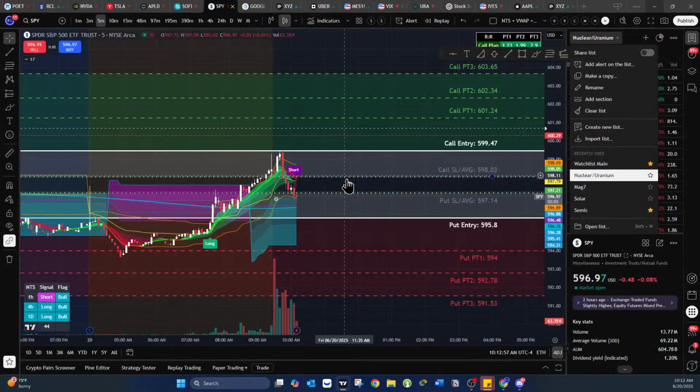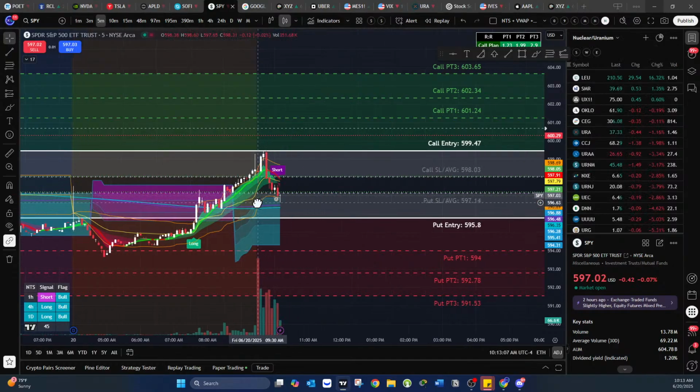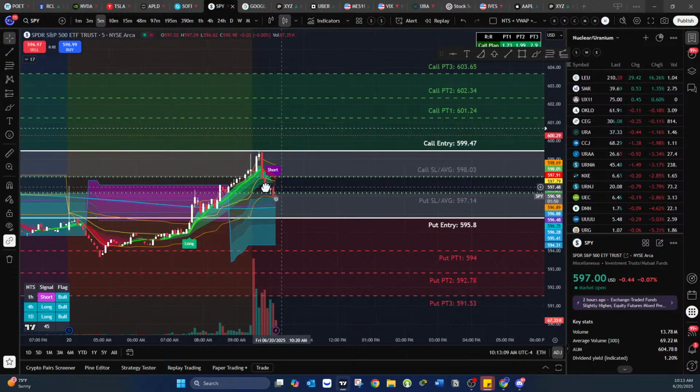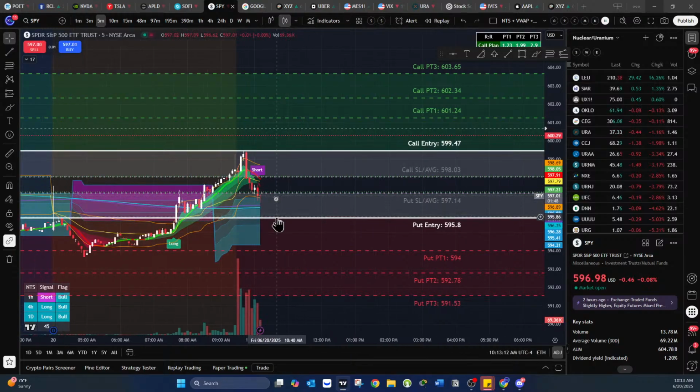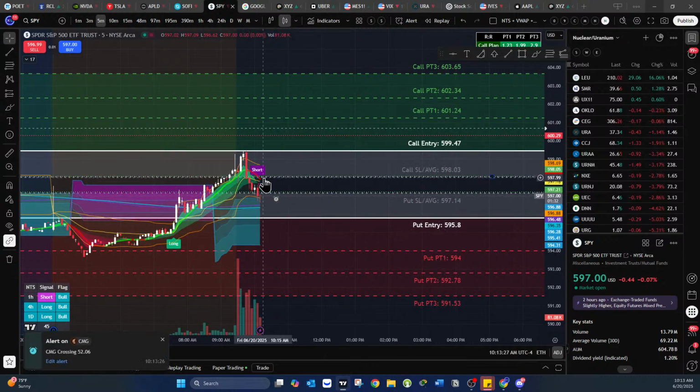Wait a second. Let me just check something. Did I mark these levels correctly? Stop loss, average down, put entry. Okay, yeah. Oh yeah, we didn't get to the put entry yet. It's actually way down here. But we're below the put stop loss average down, which is okay. I don't mind entering shorts at this area either. And pretty easy stop loss above 598. If it gets back above 598, then that's pretty good.